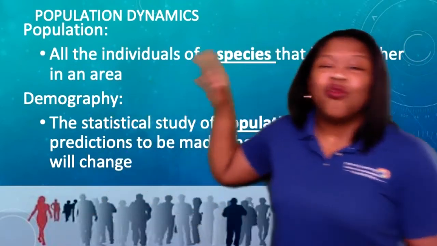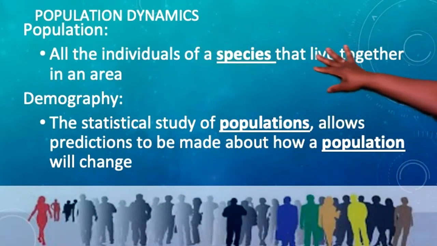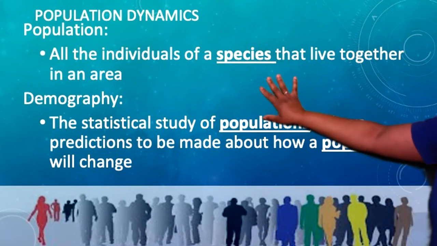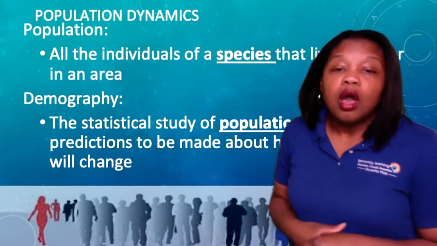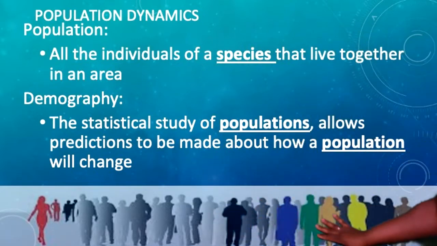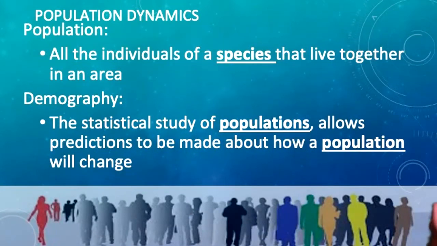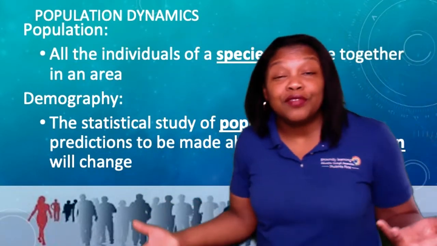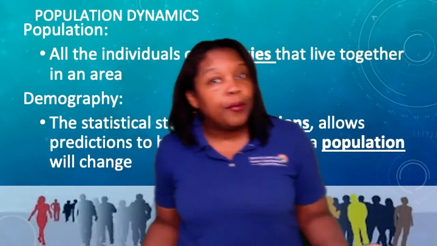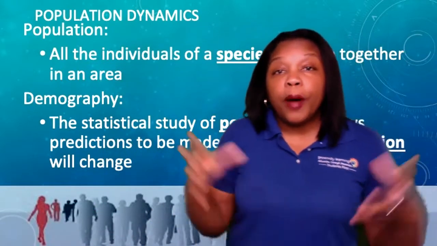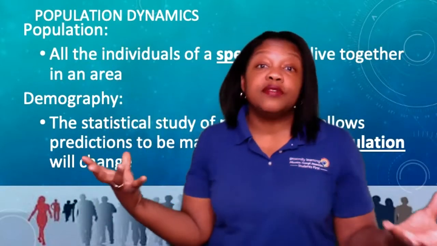So to start us off, what in the world is a population? Well, first of all, a population is all the individuals of a species that live together in an area. So I can have a population of people. I can have a population of an animal, so a population of penguins. If any of you guys ever saw March of the Penguins, you saw that there's quite a population of them in Antarctica. So a population of penguins is just a group of penguins living together.